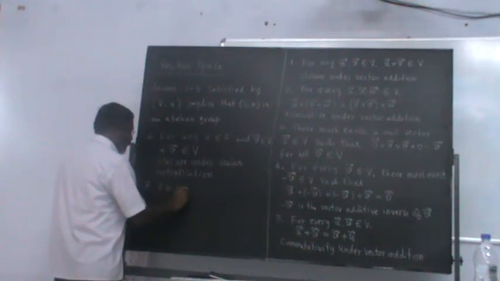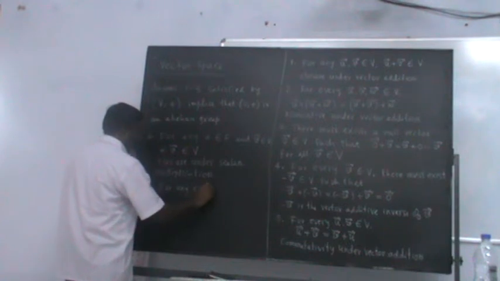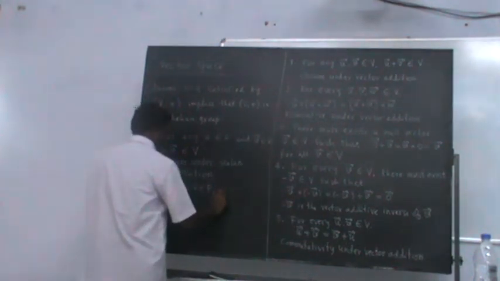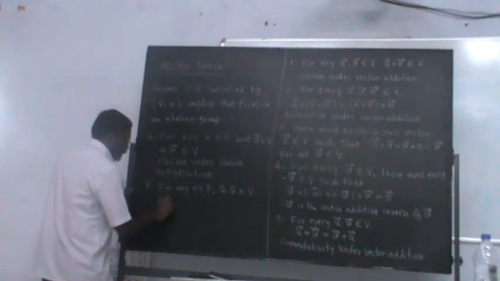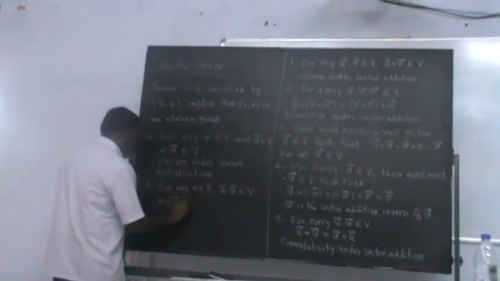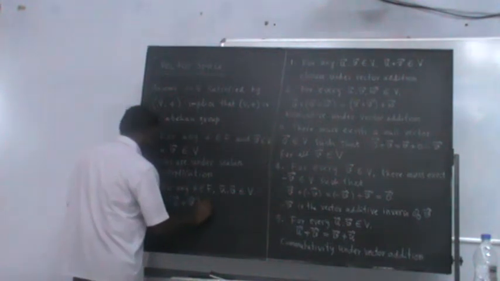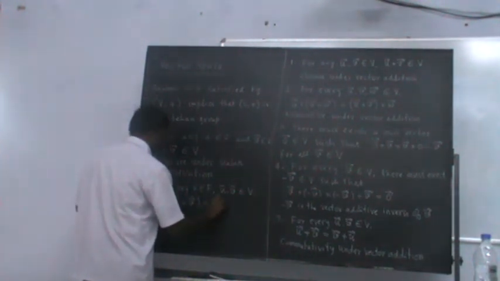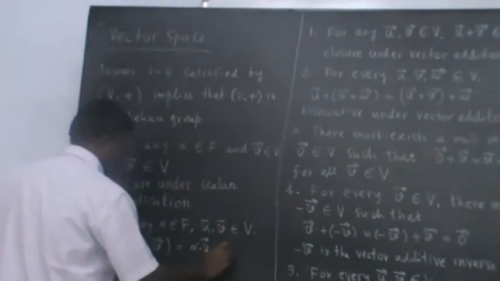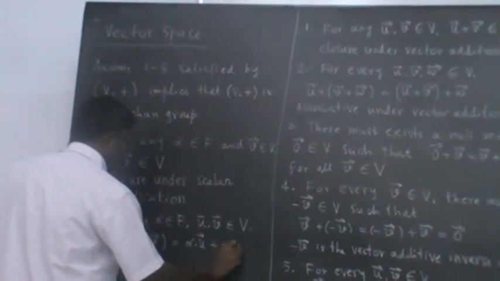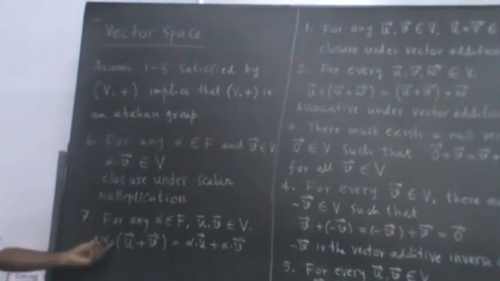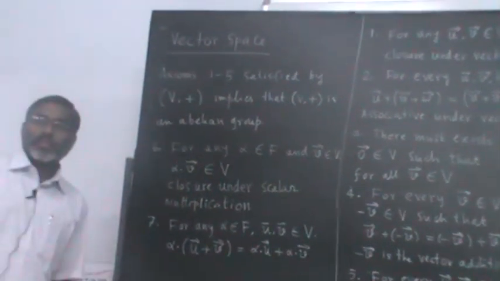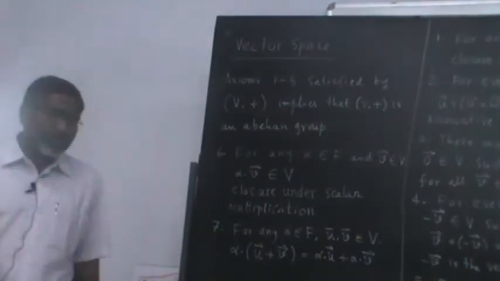For any alpha in F, u, v in V, alpha dot (u plus v) is equal to alpha dot u plus alpha dot v. Scalar multiplication is distributive.